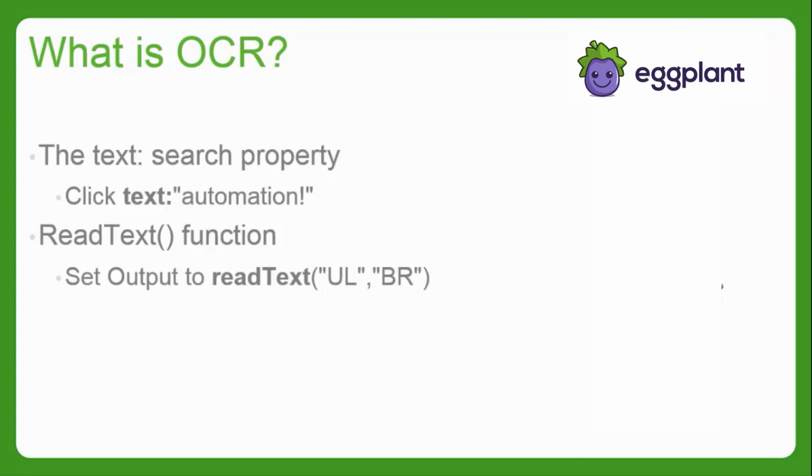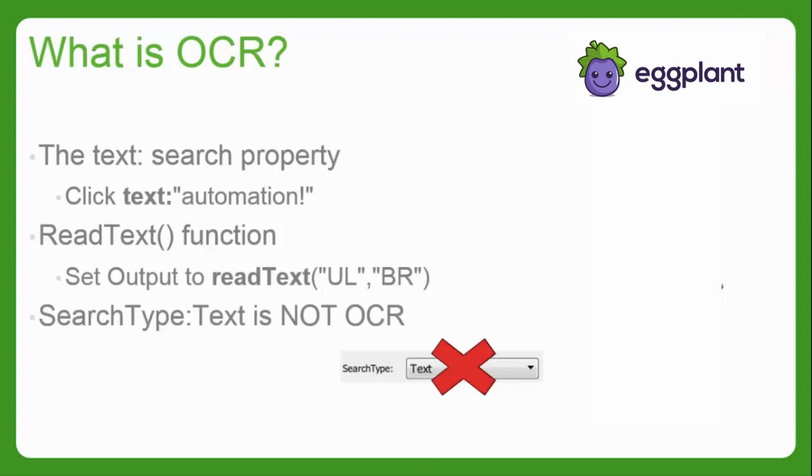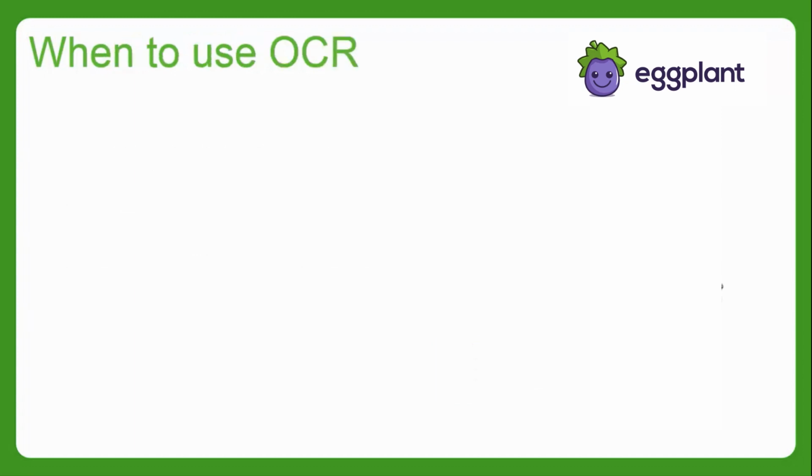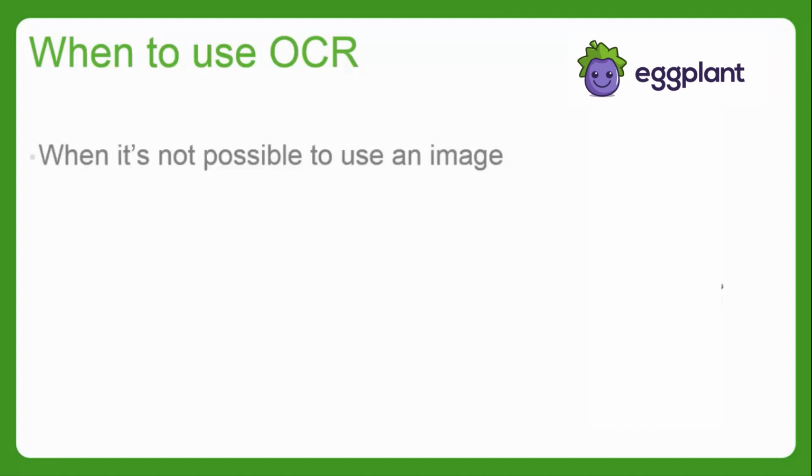Keep in mind that OCR searches are distinct from search type text. Search type text is a special heuristic for image searches of text elements and is unrelated to OCR searches. So far, OCR probably seems like a great option when searching for text elements. However, you'll want to carefully consider when and when not to work with OCR.